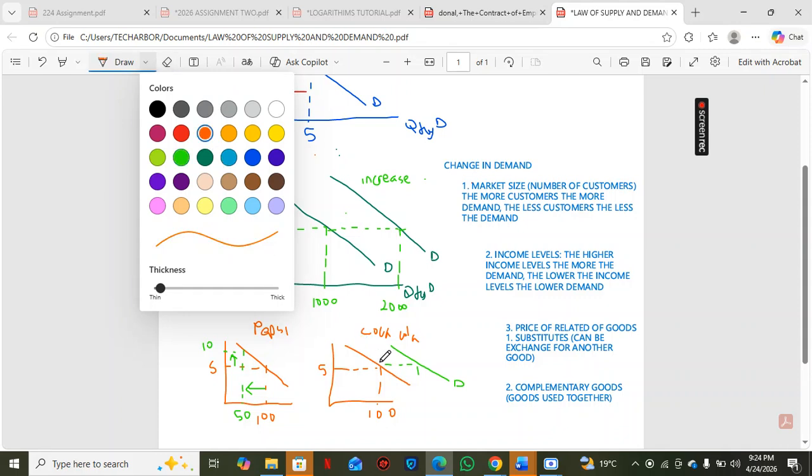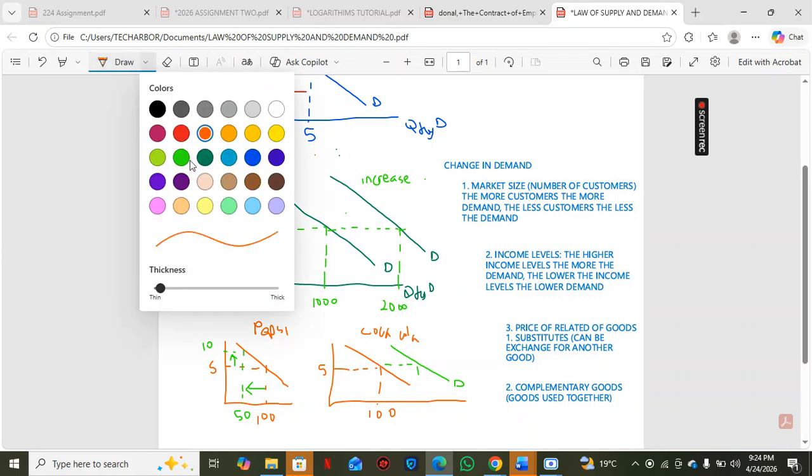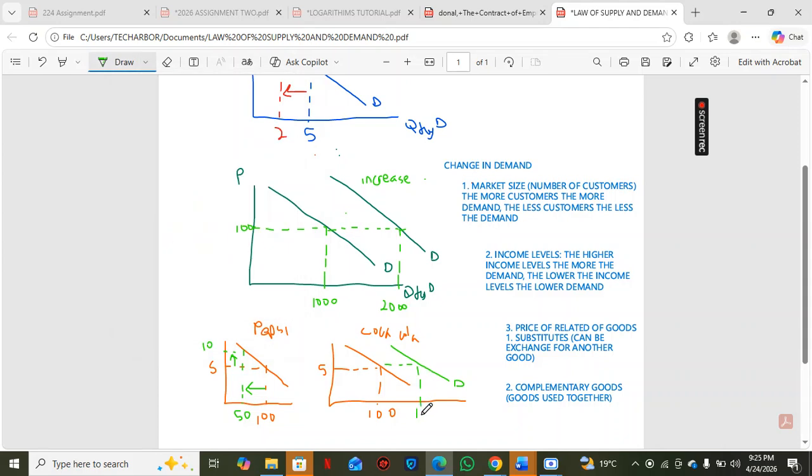So as we can see here, there's a negative relationship here. Oh, sorry, I meant a positive relationship here. When the price of Pepsi went up, the quantity demanded of Coca-Cola went up. Listen. So this is a positive relationship.